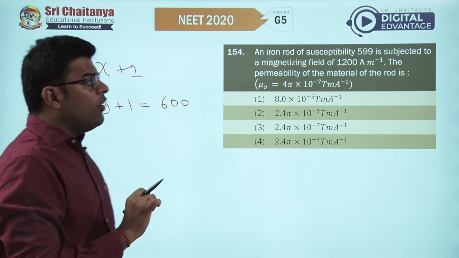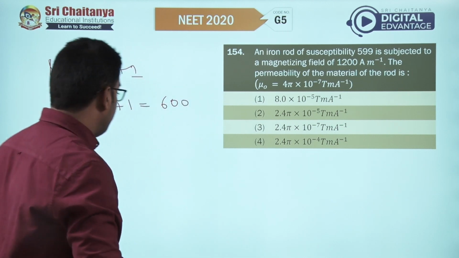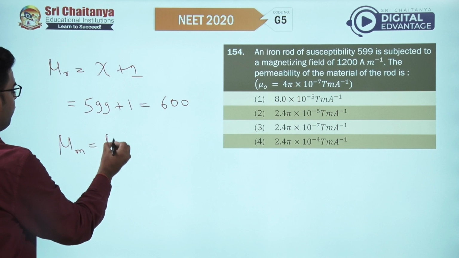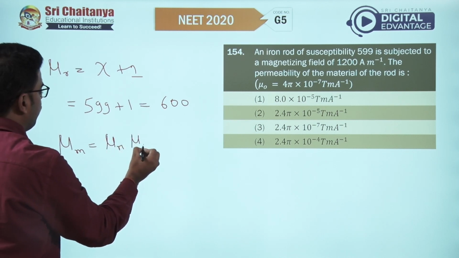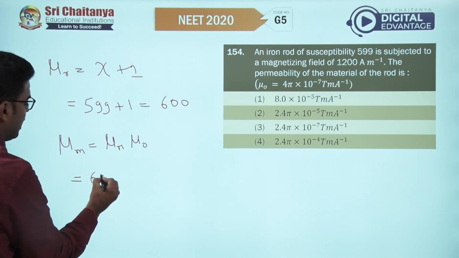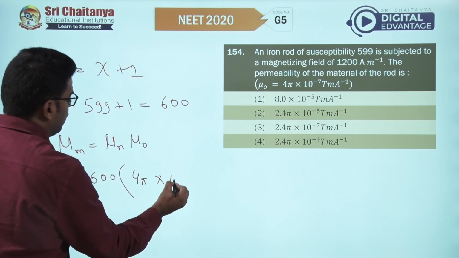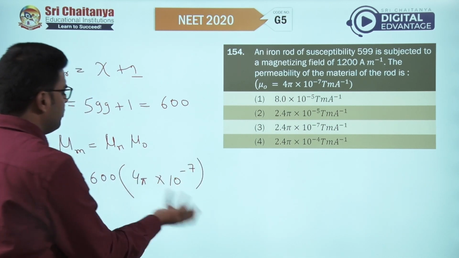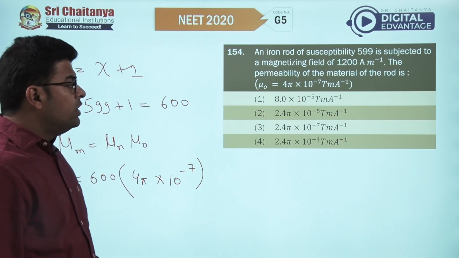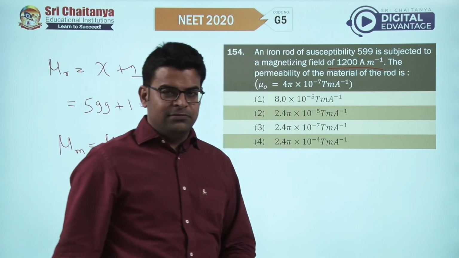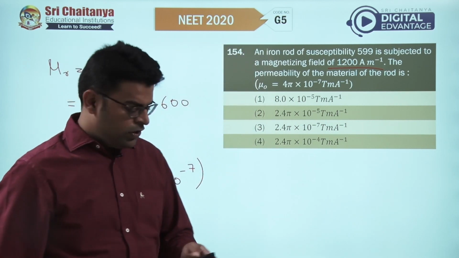The permeability of material of the rod is, we know that the permeability of medium is relative permeability times permeability of free space. So that is 600 times permeability of free space, which is 4 pi into 10 raised to the power of minus 7. Simply multiply them and get the answer. So you might ask why they have given this magnetizing field of 1200 in the question. Time pass, just to confuse you.